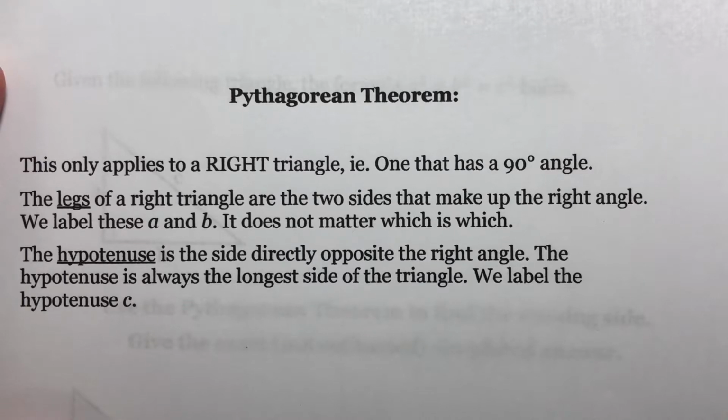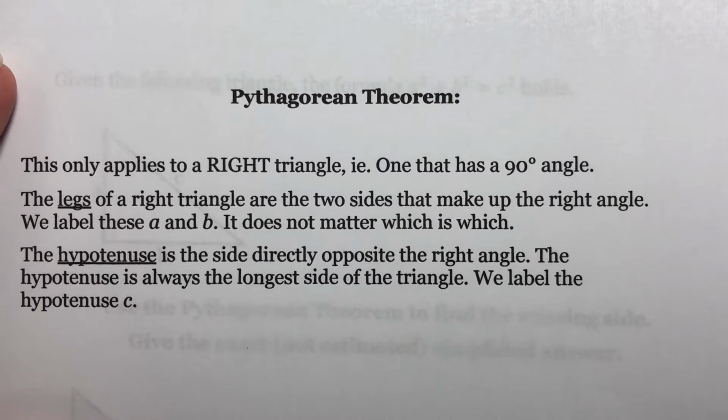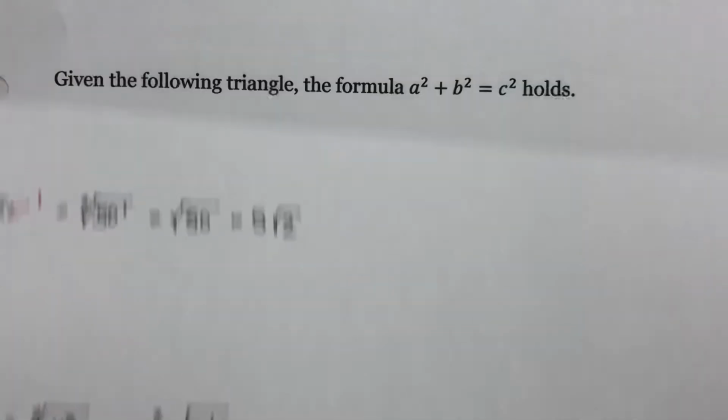This is part 4 of section 8.3. We're going to talk about some applications of radicals right now. We're going to talk about the Pythagorean theorem. I know you've dealt with this before, but we have not dealt with ones where we do not get exact answers, okay? As a reminder, the Pythagorean theorem only applies to a right triangle.